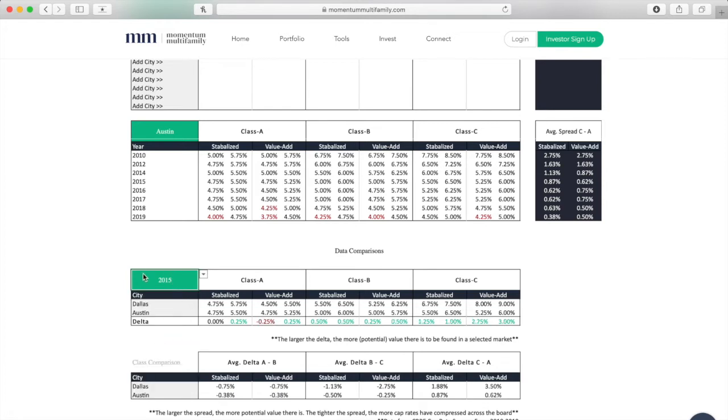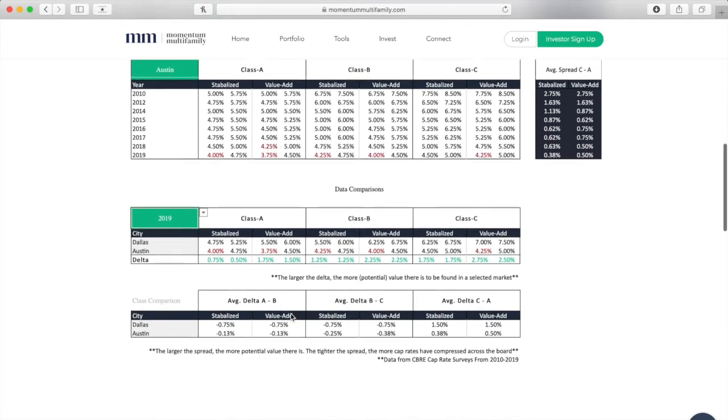So if I want to look at what cap rates were like in 2015 and how they differed for these two different markets, you can see that Dallas pretty much had Austin beat across the board. You've got a pretty healthy spread here where you had higher cap rates in Dallas than in Austin. And then you can continue to walk forward in time. As Austin compressed, you can see that Dallas didn't compress quite as much as Austin did. As a result, you've got a wider spread between those two markets in these respective asset classes.